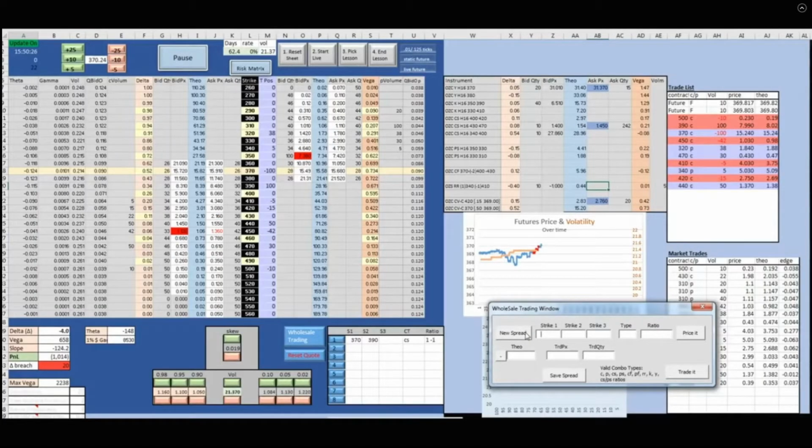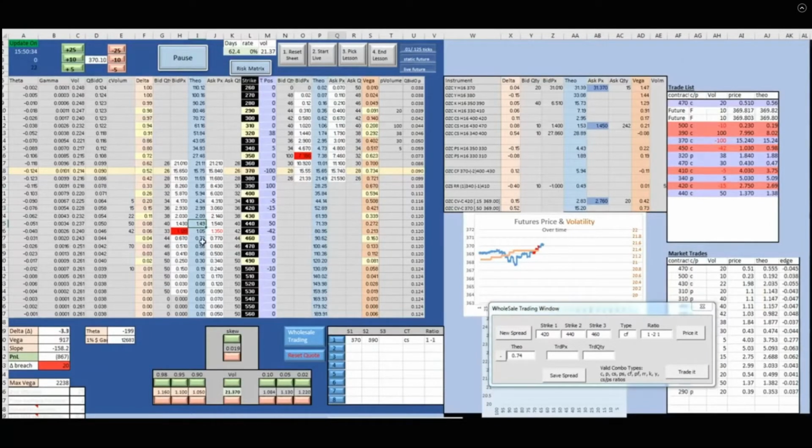Another way to enter a spread instead of typing it in is you can click on the theoreticals of up to 3 boxes, and it will auto-populate a spread. So in this case, it'll take the most common spread with 3 legs, which is the call fly, and it'll populate the theo for that, making it a little quicker to input trades.